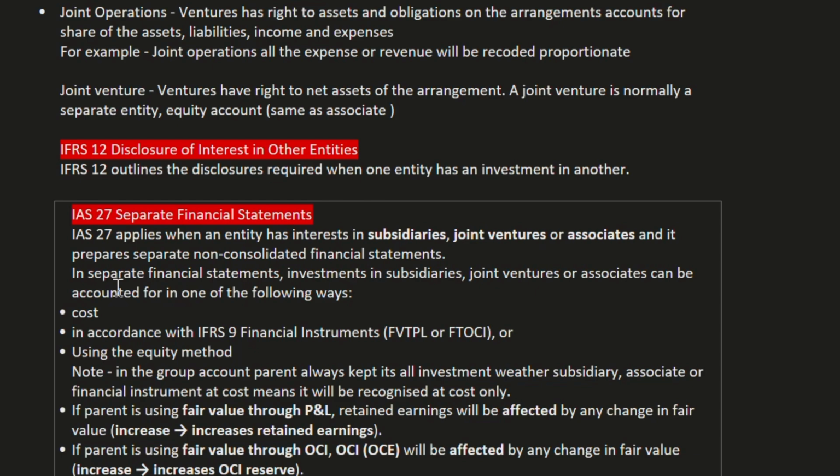But this is for separate financial statements. In the consolidation, they don't have any choice. They must select cost method. Note, in the group accounts, parent always keeps all its investments, whether subsidiaries, associates, or financial instruments, at cost, meaning it will recognize at cost only. No choice. But in separate financial statements, they can select any of these.